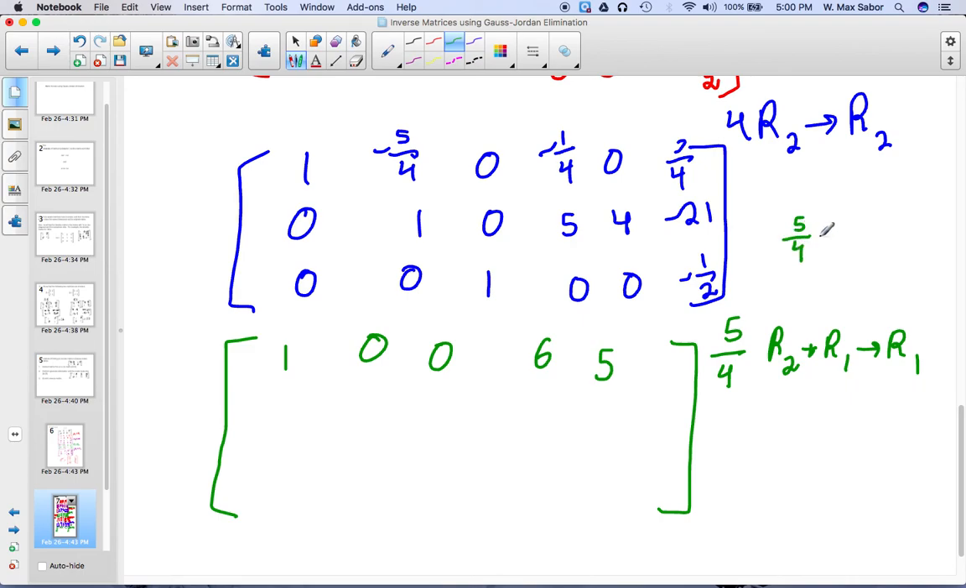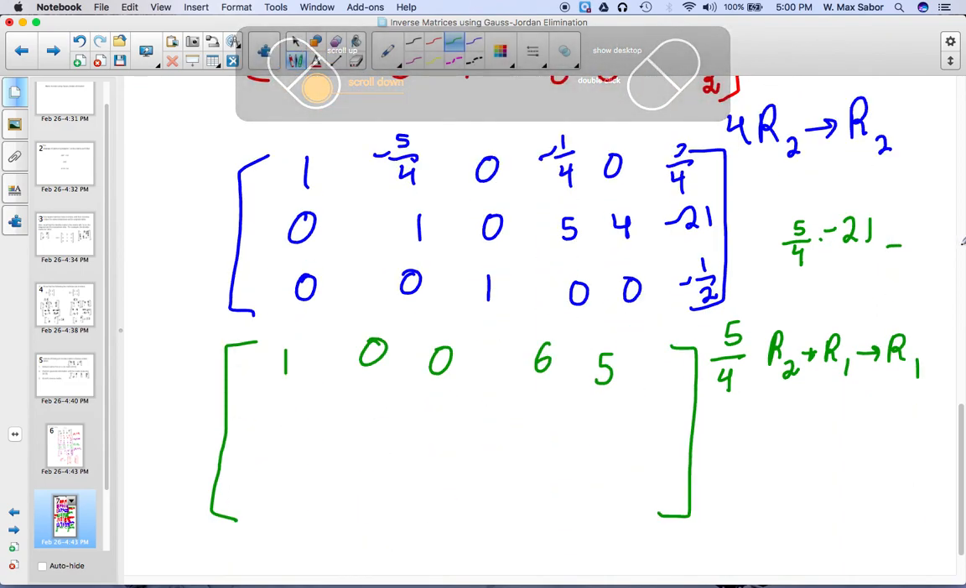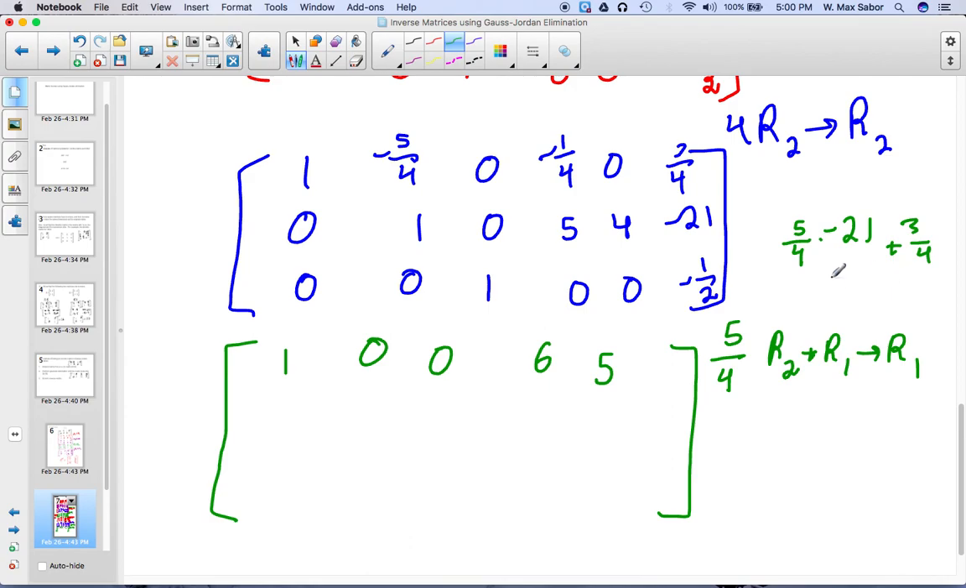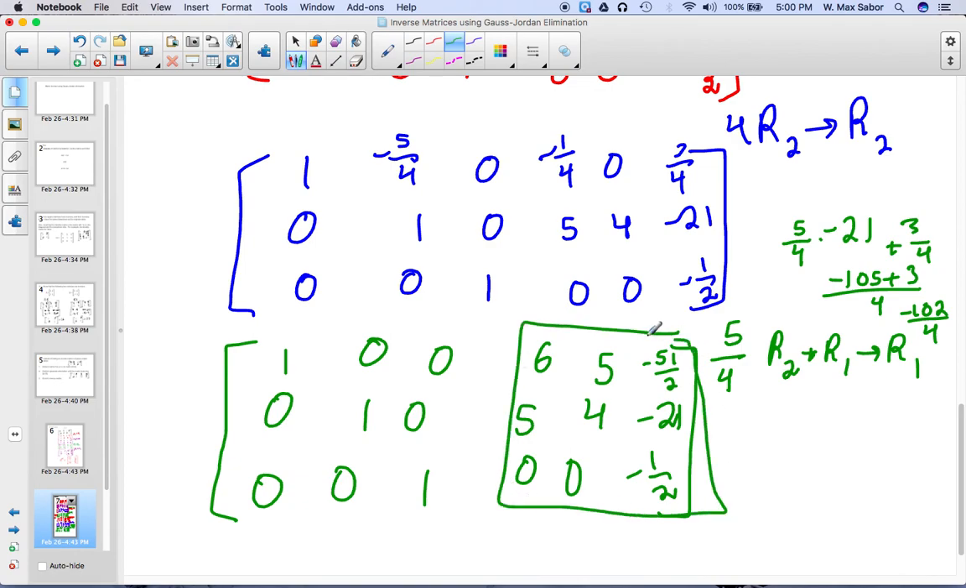5/4 times negative 21. And that was 3/4 up there? Yes. Plus 3/4. So negative 105 plus 3 over 4 is negative 102 fourths, which is negative 51 halves. Negative 51 halves. And then everything else is the same. So now this is our inverse matrix.